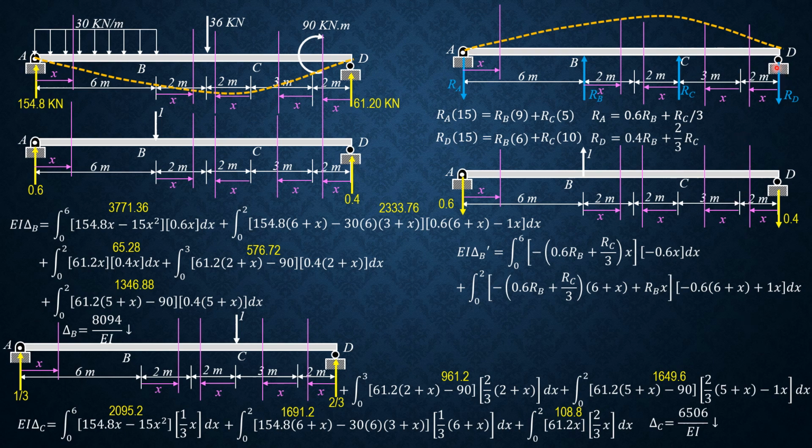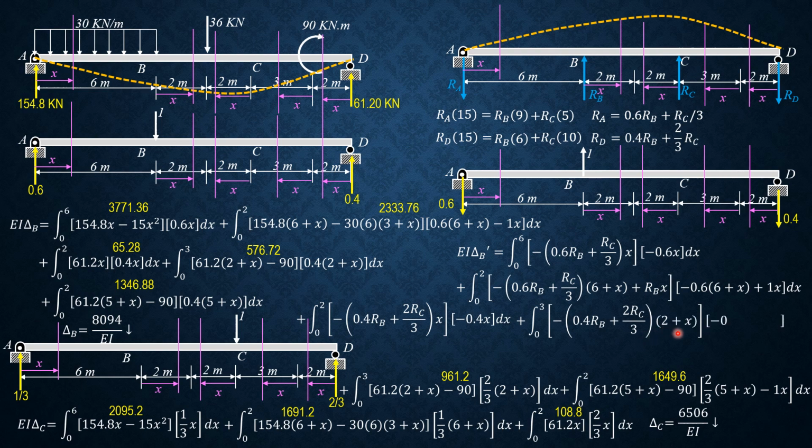In this section, integral of negative of RD, because this is downward, integral 0 to 2 of negative quantity 0.4 RB plus 2/3 RC times x, then negative of 0.4x dx. In this section, plus integral 0 to 3 of negative quantity 0.4 RB plus 2/3 RC times 2 plus x. Then for small m, negative 0.4 of 2 plus x dx.